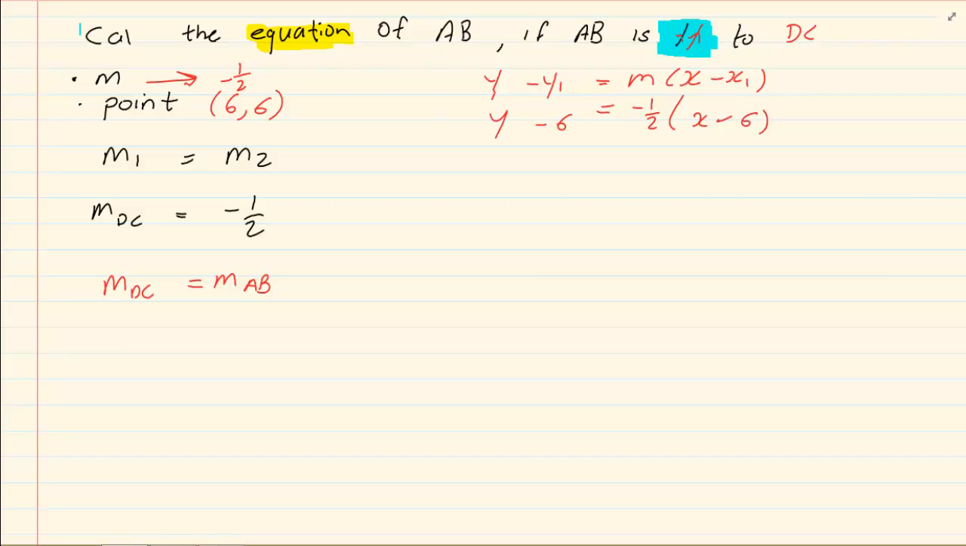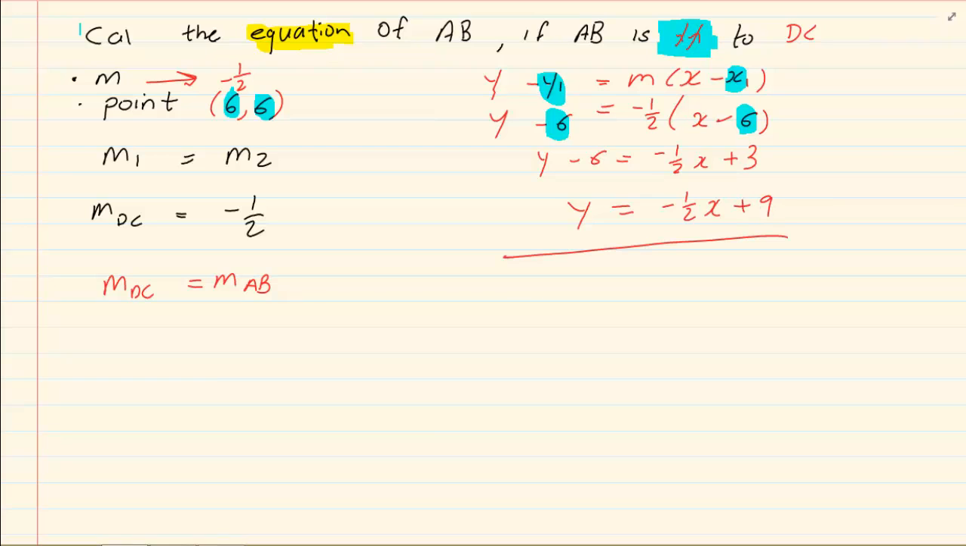So we are substituting our 6, the 6 of the y into the y, and the 6 of the x into the x. Now you simply get rid of the brackets by distributive law, and then you make y the subject of the formula, which will give us y is equal to minus a half x plus 9.